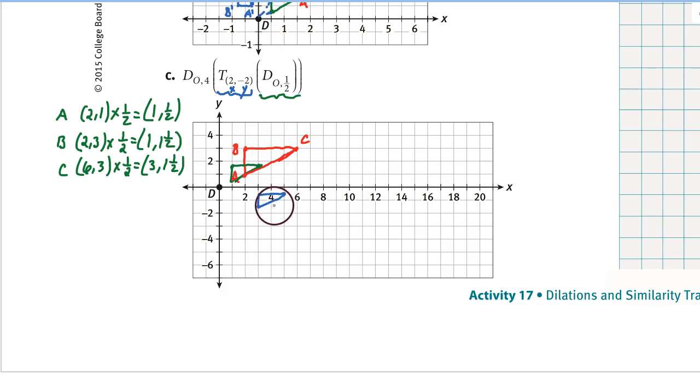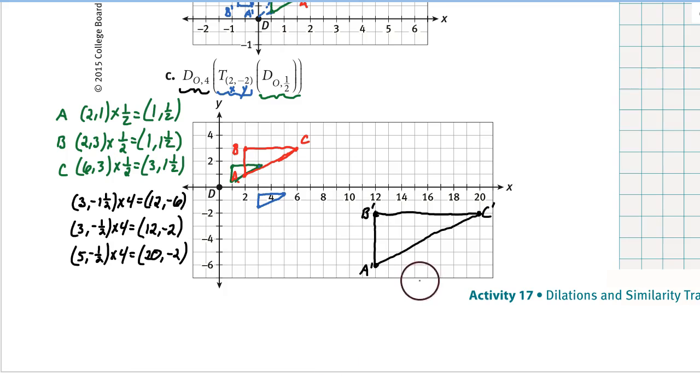Okay, here's the result of that in blue ink. The last thing we're going to do is another dilation around the origin with scale factor 4. So take the corners of the blue triangle, multiply by the scale factor of 4 to see where this larger triangle ends up. Please show your work over here on the left side.